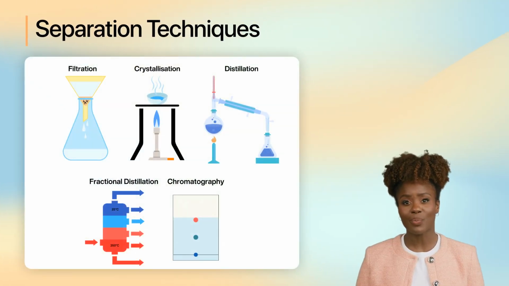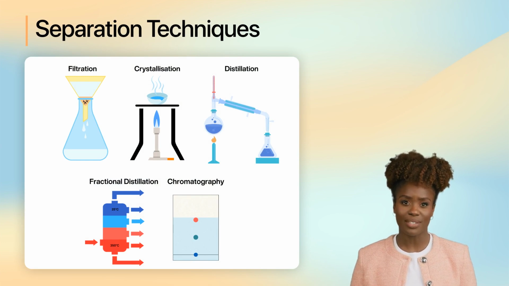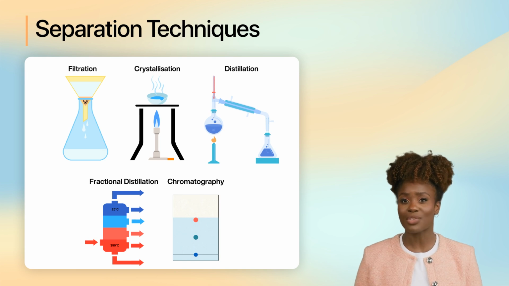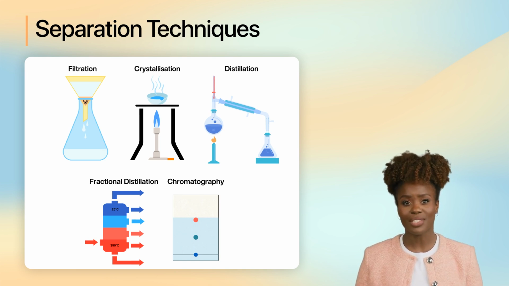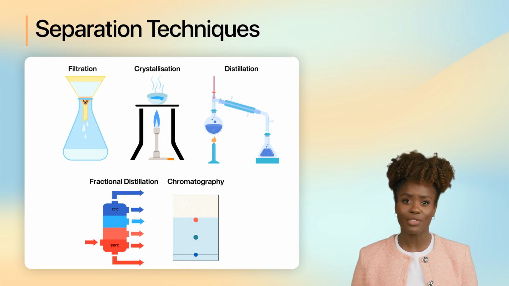In today's lesson, we delved into the physical processes used to separate mixtures, emphasizing that these methods rely on physical properties without altering the chemical identities of the substances involved. We discussed 5 main techniques: filtration, crystallization, simple distillation, fractional distillation, and chromatography.